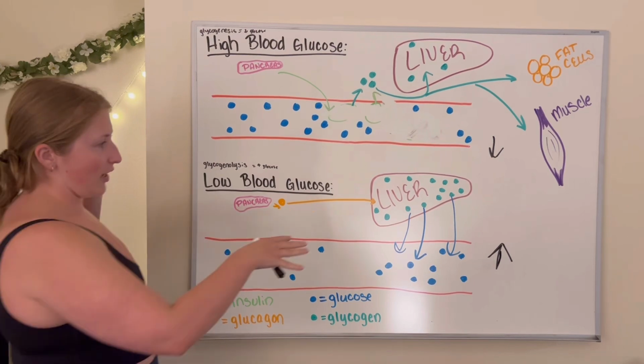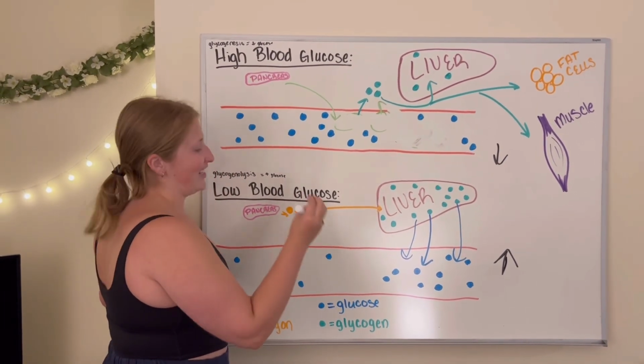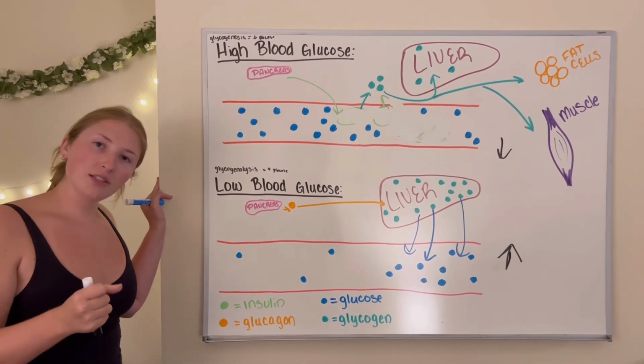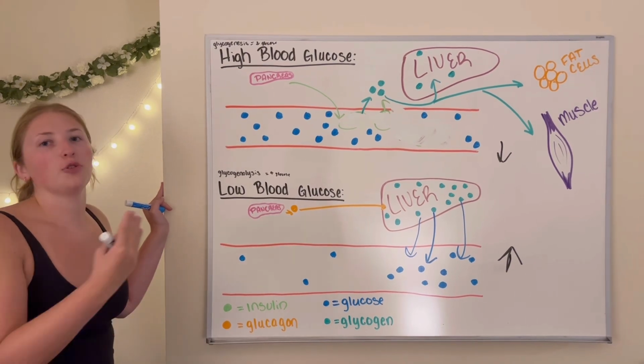And the process of breaking glycogen down into glucose is called glycogenolysis, or the lysis or breakdown of glycogen into glucose.